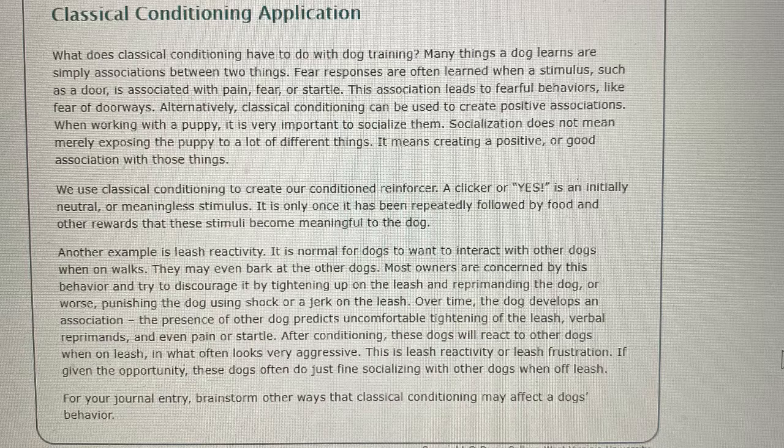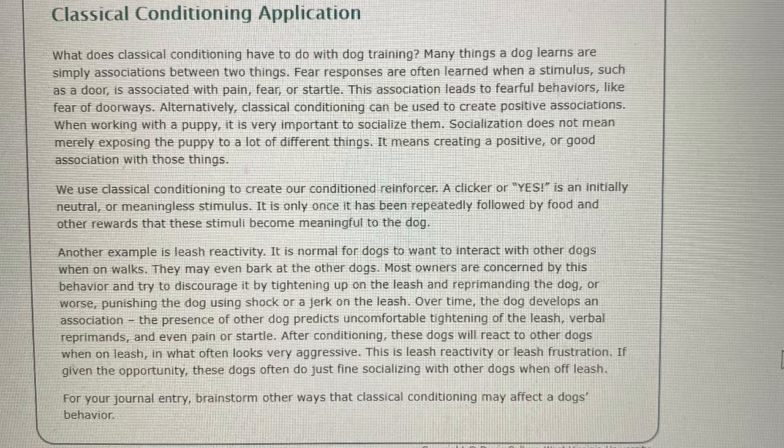Alternatively, classical conditioning can be used to create positive associations when working with a puppy. It is very important to socialize them. Socialization does not mean merely exposing the puppy to a lot of different things. It means creating a positive or good association with those things.